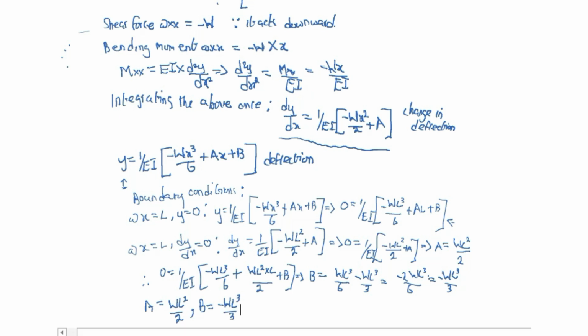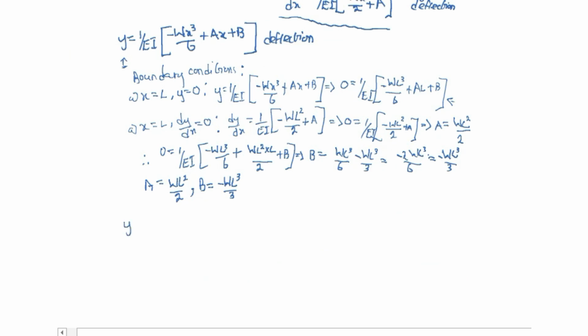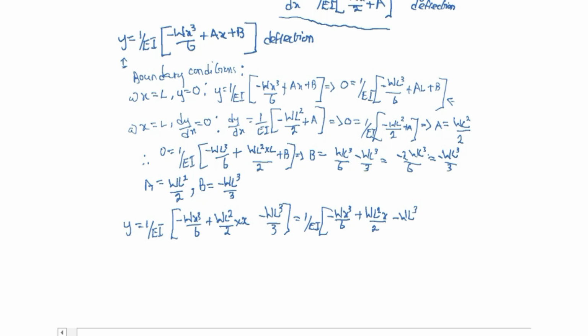So our equation now becomes y is equal to 1 all over EI into negative WX cubed over 6 plus our value of A, WL squared over 2 times X, right? Then minus B, which is WL cubed over 3. This can be rewritten as 1 all over EI into negative WX cubed over 6 plus WL squared X over 2 minus WL cubed over 3.